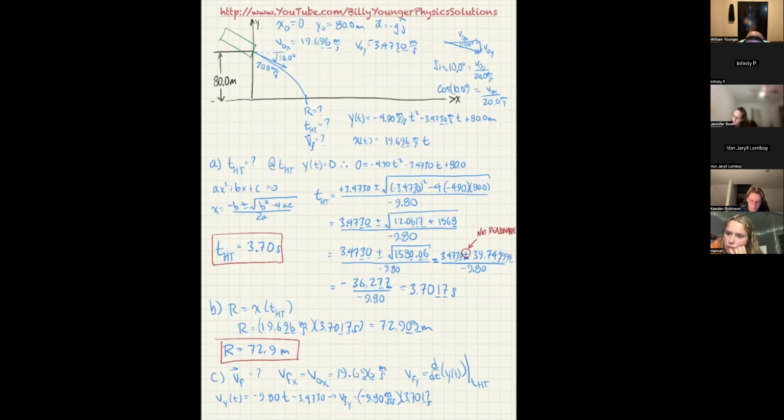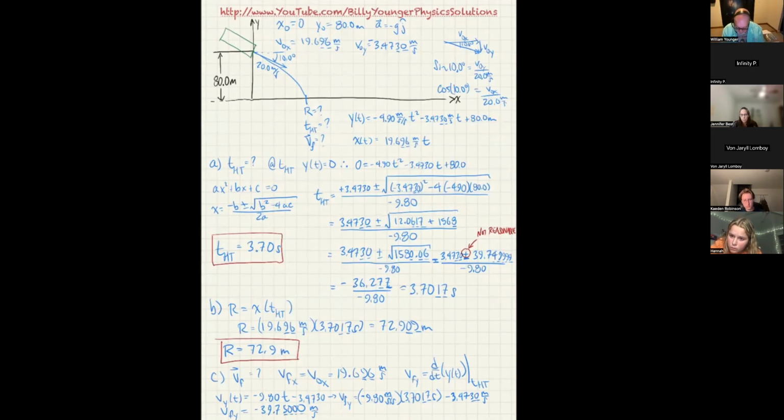Seconds. And then I also had the negative 3.4730 meters per second. And that gives me V final y is equal to negative 9.8 times 3.7017 minus 3.4730. That gives me negative 39.750, these are extra non-sig figs, and that's meters per second. And notice it's negative, which means it's downward.